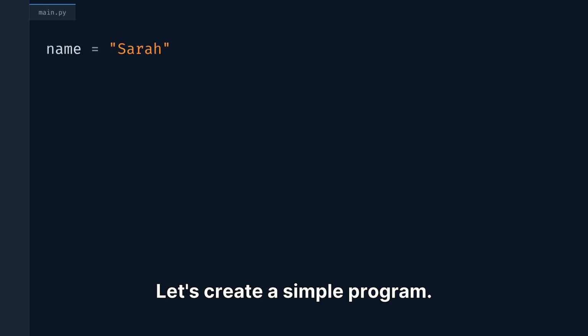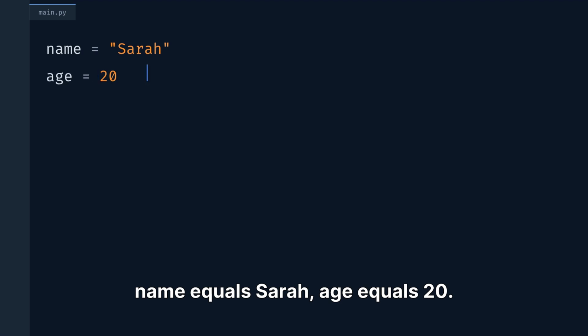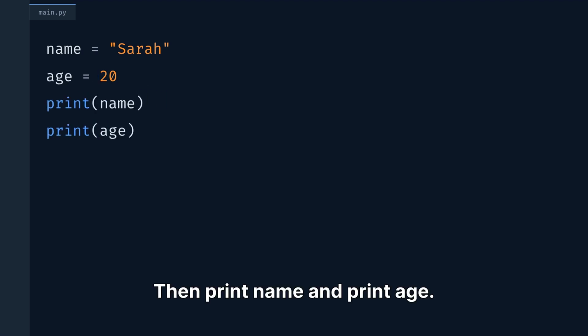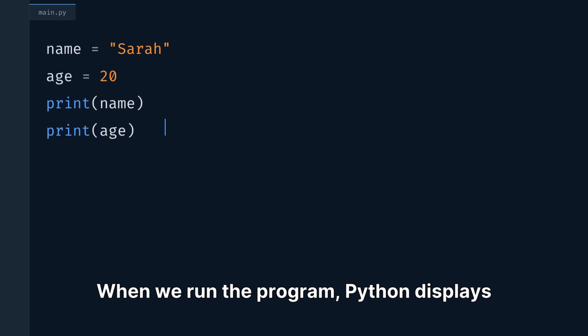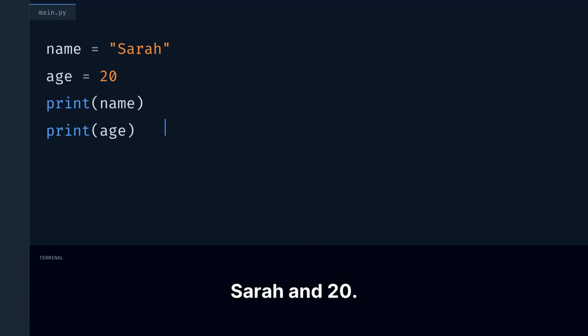Let's create a simple program. name = "Sarah", age = 20, then print(name) and print(age). When we run the program, Python displays Sarah and 20.